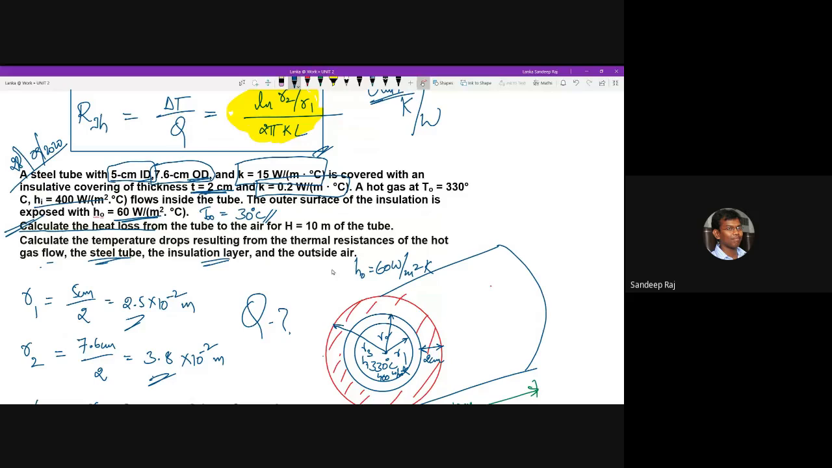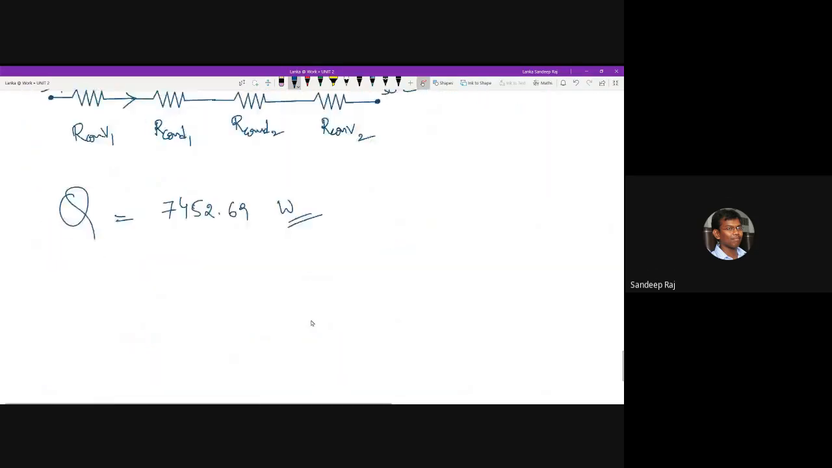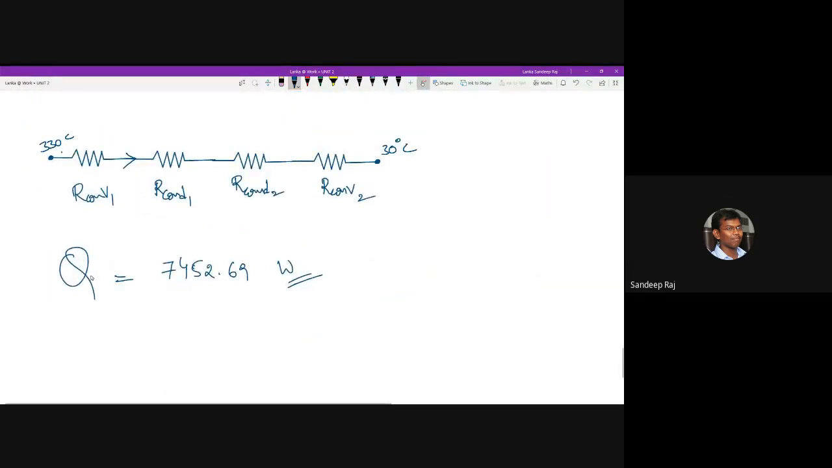And within the delta T, what is the value he is asking you to find? For that, you have to again make use of this resistance circuit. Let me call this T infinity 1, which is 330. Let me call this T1, this T2, this T3, and this T infinity 2.